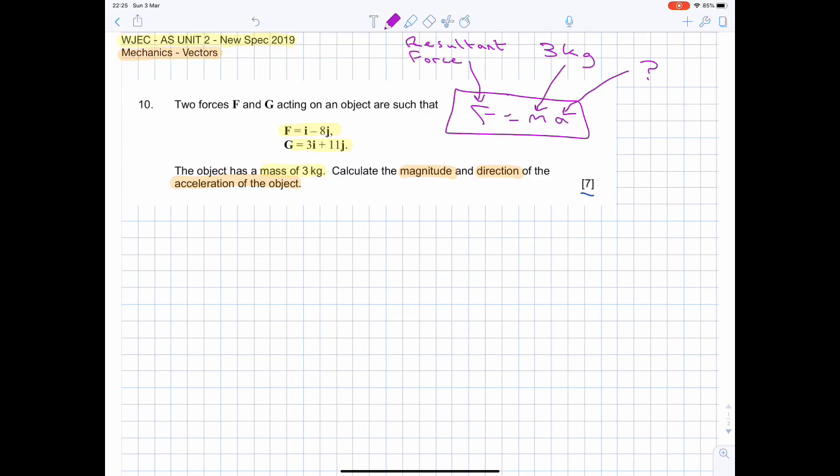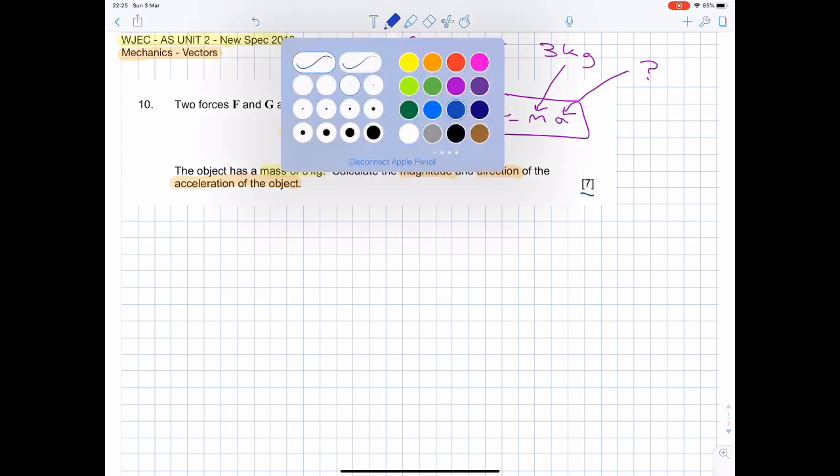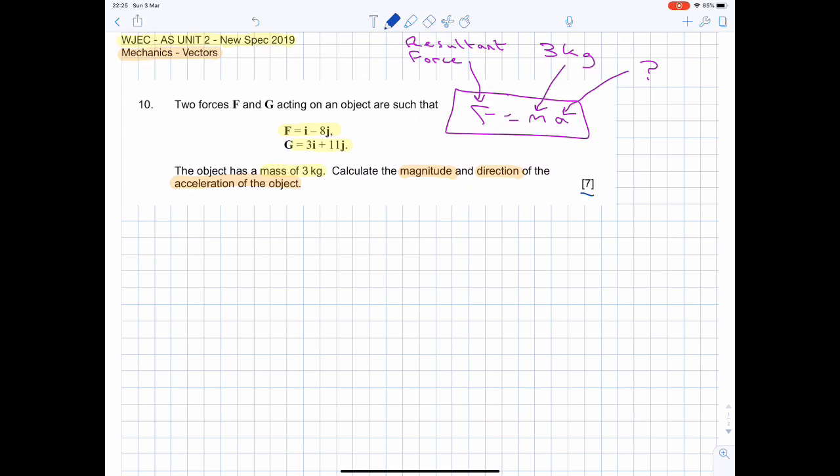So we have been told the two forces in component vector form, F and G. The first step that we need to do is find the resultant vector force. We denote this using R, as seen here. We can find the resultant vector force by adding the two forces F and G together, which I'm now going to show. So R equals F plus G.